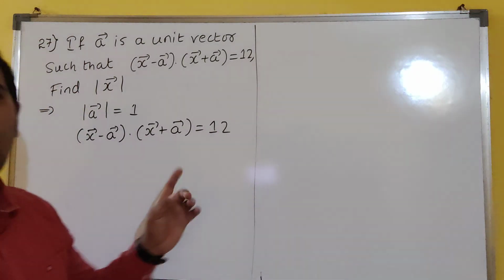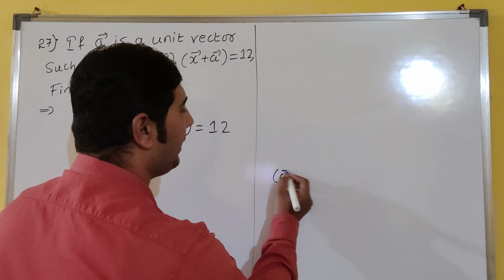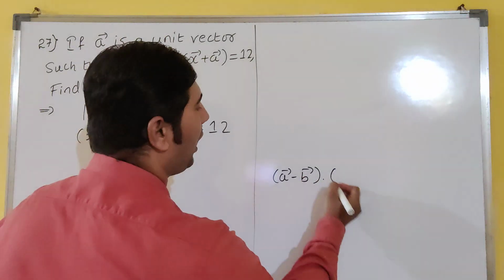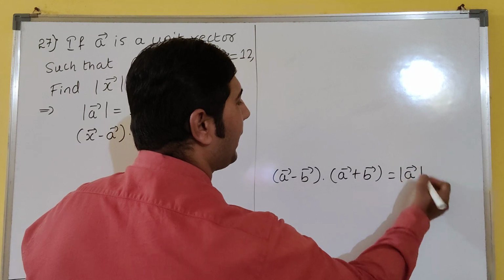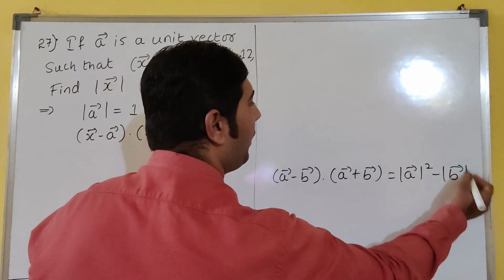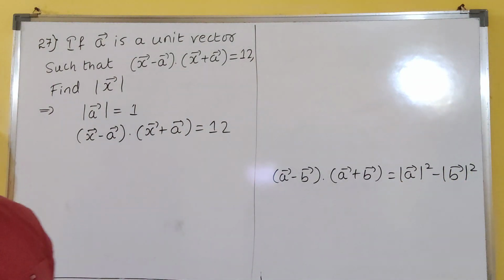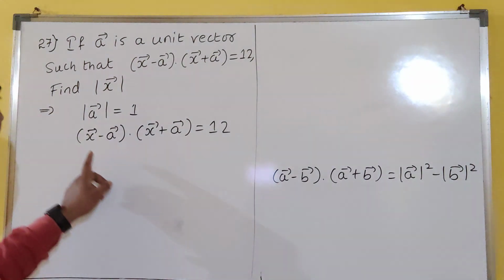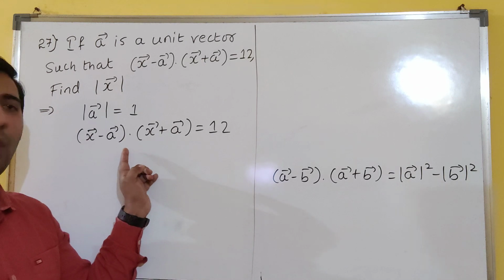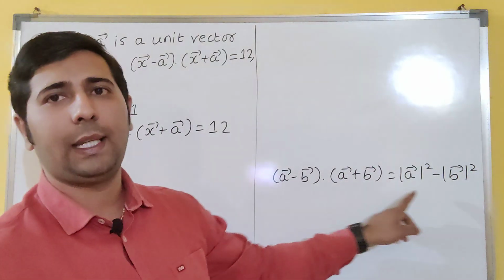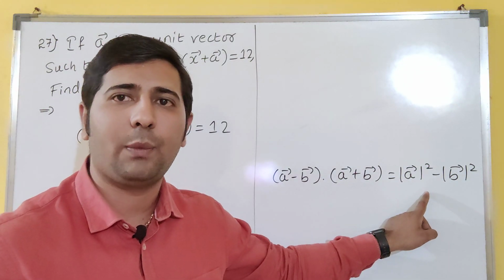You know or not? I will write here the formula if you don't remember. (Vector A minus B) dot (vector A plus B) is magnitude of vector A square minus magnitude of vector B square, dear students. This is looking like the same or not? In place of A, x is there. In place of B, A is there. So (A minus B) dot (A plus B) is magnitude A square minus magnitude B square.